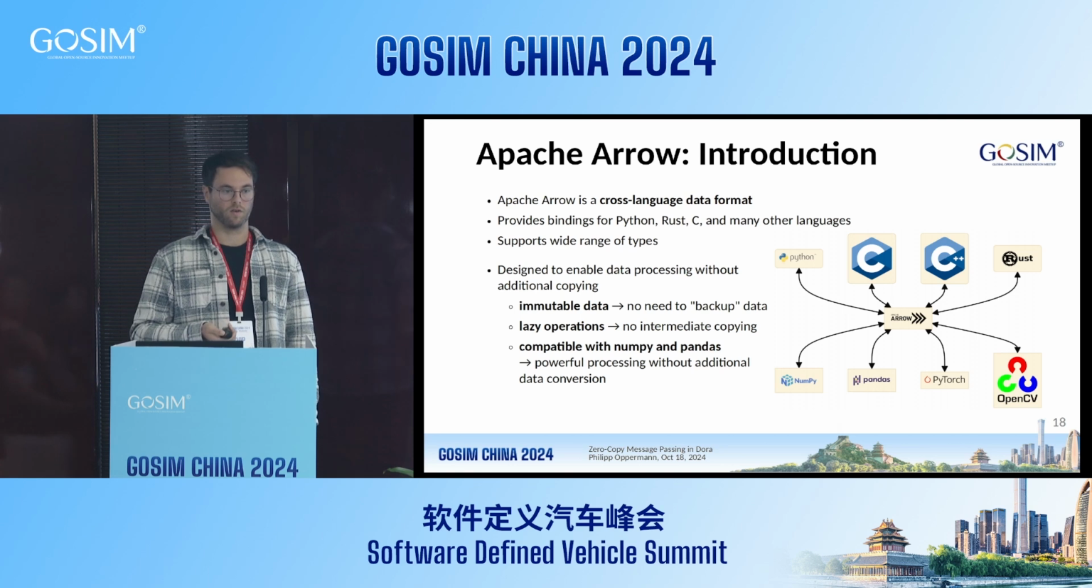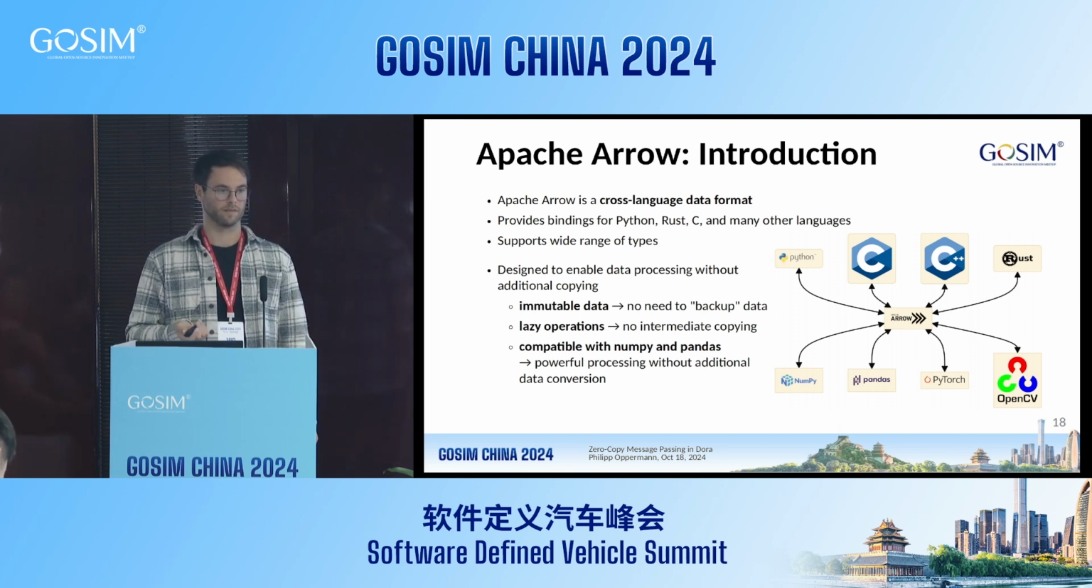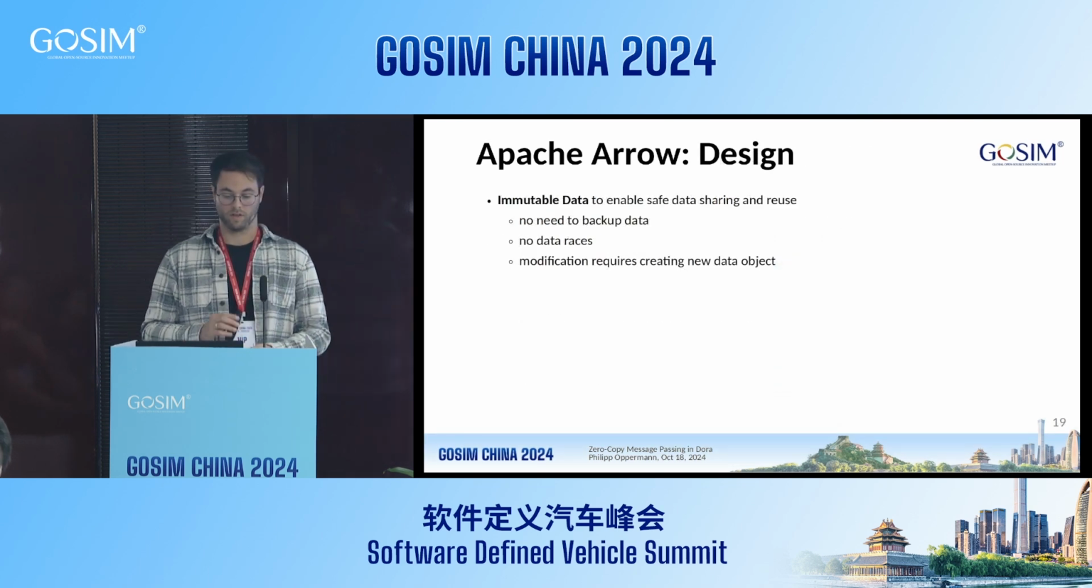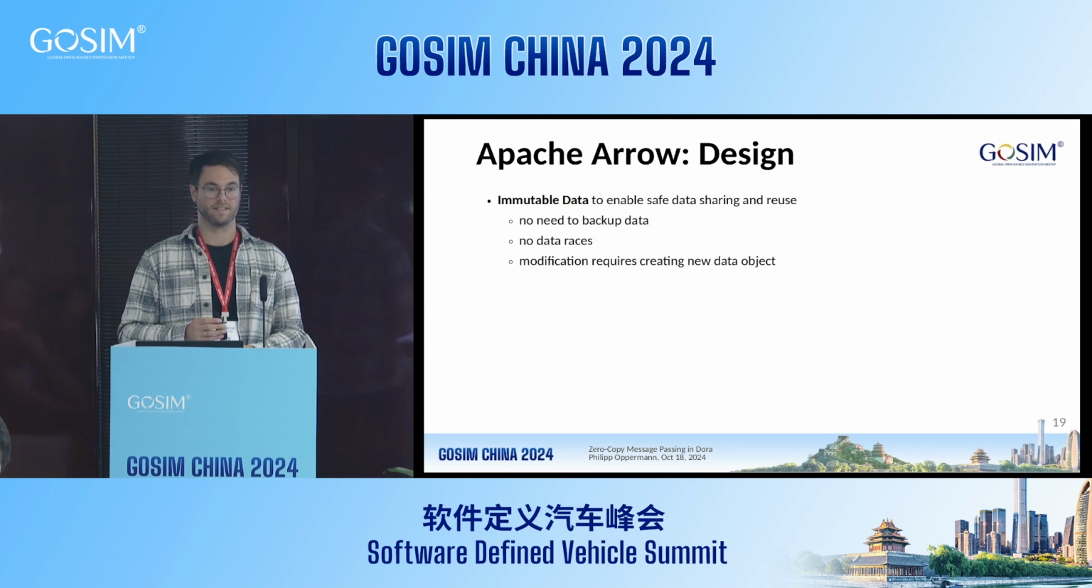And it's also directly compatible with the NumPy and pandas format. So in Python, you can simply plug it into NumPy to do some advanced processing without an additional conversion step. And one additional advantage of immutable data is that you don't need to think about data races, because data races only happen if you modify data. So this solves the issue that we have with shared memory.